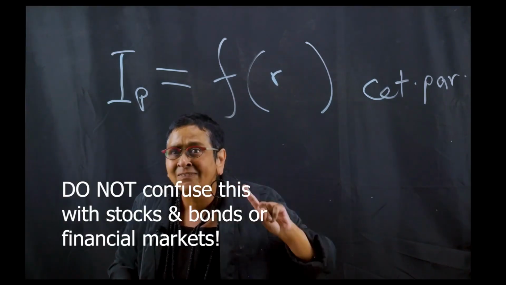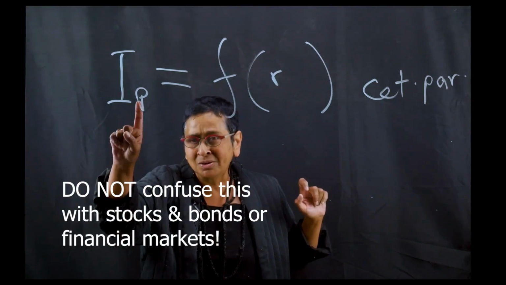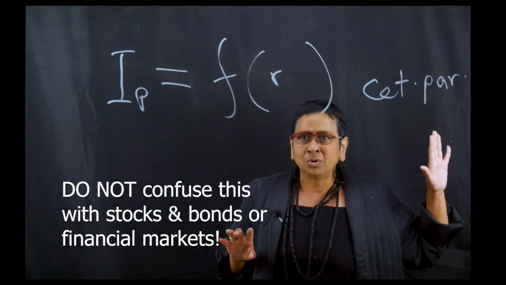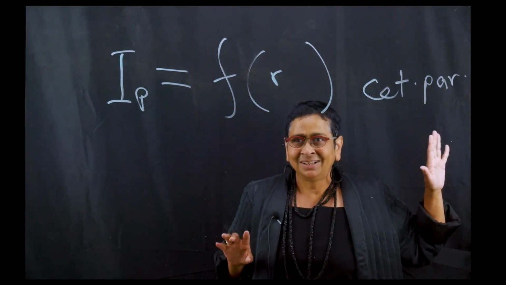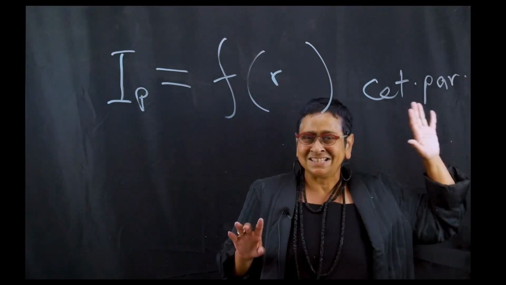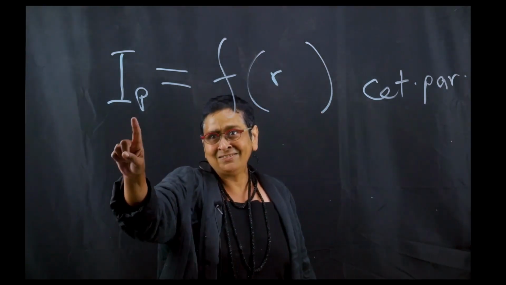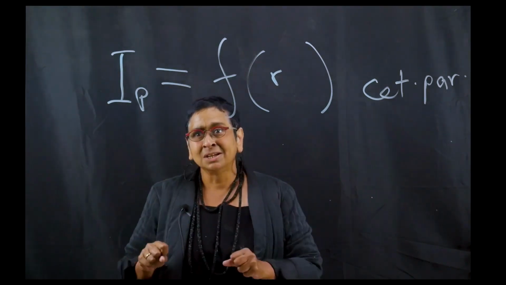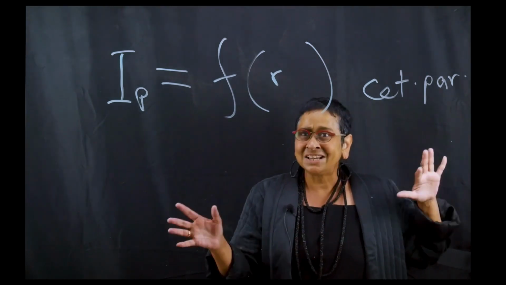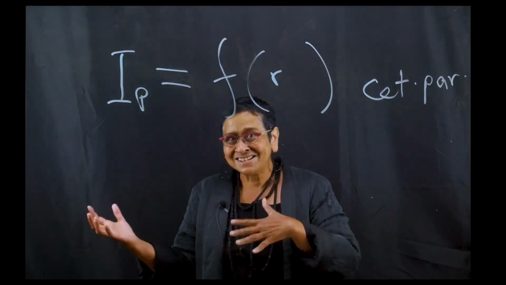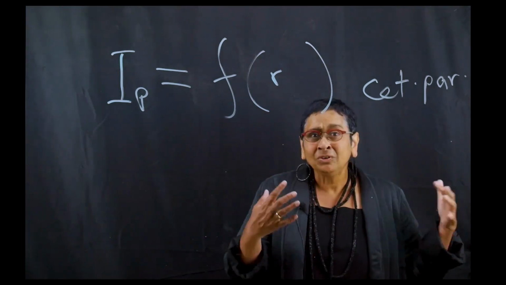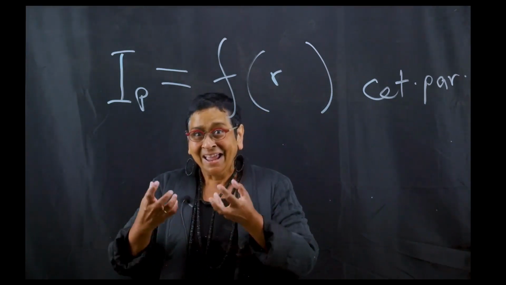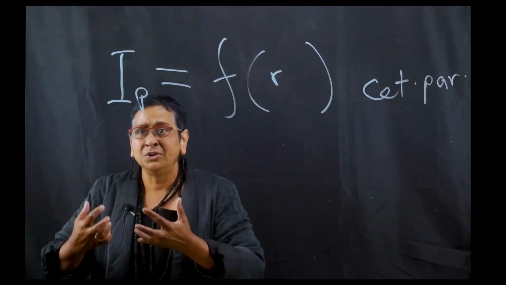Do not ever confuse this, which is the macroeconomic concept of investment, with stocks and bonds or financial markets, right? Borrowing and lending in financial markets is not the same thing as investment, which is what we mean by investment in macroeconomics. Because what happens in financial markets essentially is a shifting of funds, borrowing and lending across people. Whether or not it ends up becoming investment depends on someone actually taking that borrowing and then using it to go and acquire new final goods and services.